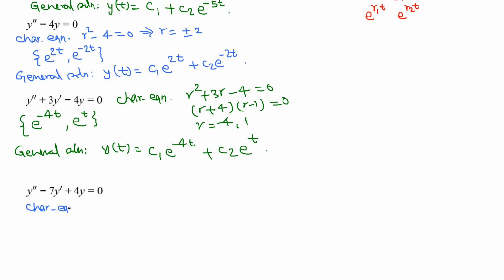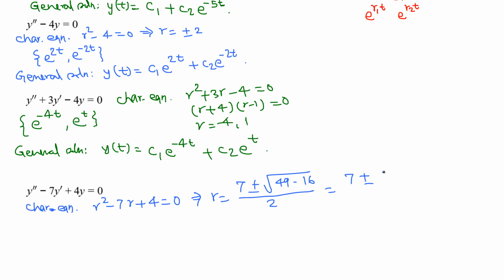Characteristic equation: r squared minus 7r plus 4 equals 0. This does not factor because 4 times 1 is 4, and the factors of 4 never add to 7, so we need to use the quadratic formula to find the roots. So r equals negative b, negative of negative 7, plus or minus the square root of b squared, negative 7 squared, 49, minus 4ac, 4 times 1 times 4, 16, over 2 times a, 2, which is 7 plus or minus root 33 all over 2. By the way, this is a real number, so we have two roots.